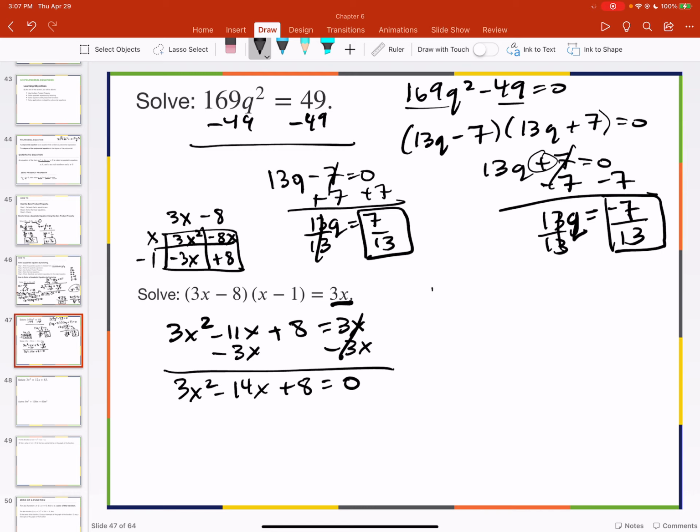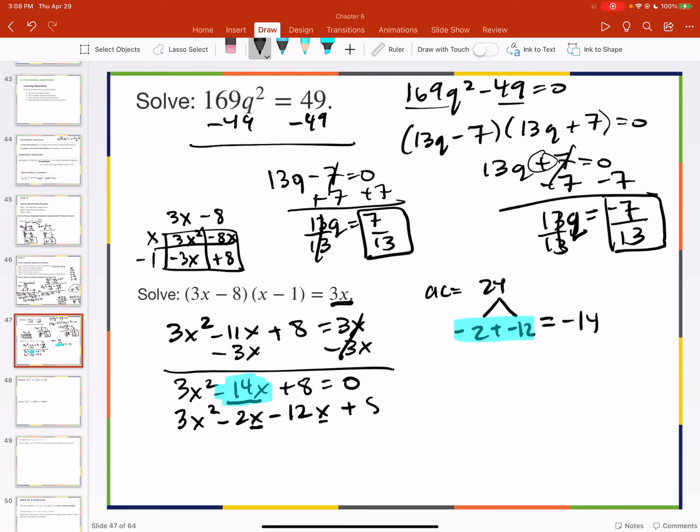So AC method, 3 times 8 is 24. Two factors of 24 that when combined give me negative 14. That would be negative 2 and negative 12, because when I multiply those two together, I get a positive 24, and when I combine those two, I get negative 14. Okay, fine. So let's rewrite that. Remember what we're doing: instead of having the middle term being negative 14x, we're replacing it with this, okay? That's why it works out when we do factor by grouping. And then don't forget to include the x, of course. Plus 8 is equal to 0.